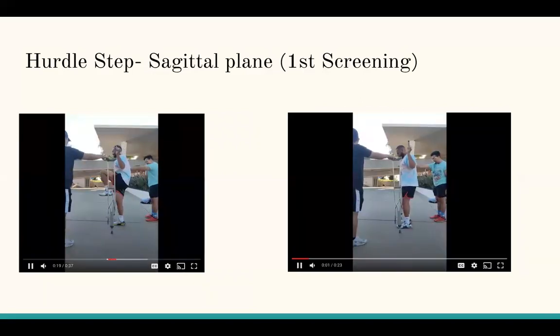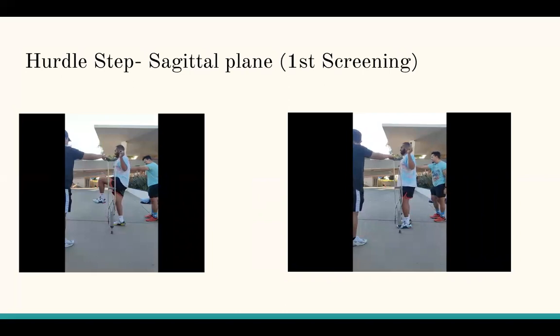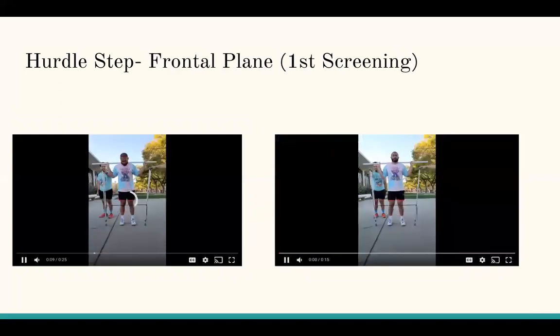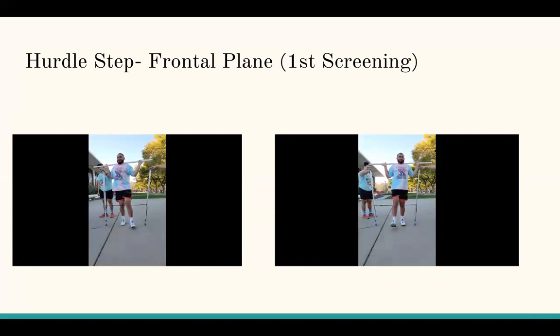It's the hurdle step sagittal view. For this one, you can see he's unstable on one leg, and he has a slight hyperlordotic movement of his back. It's the frontal view of the hurdle step for the first screening. In this one, you see external rotation, eversion of the foot, and then slight instability as well when he's on his single leg.